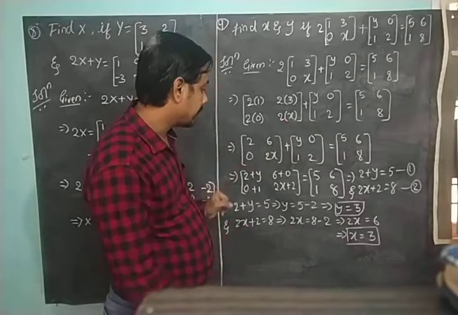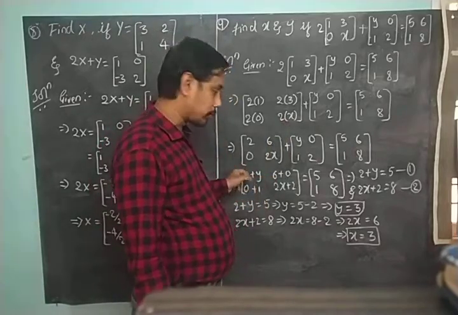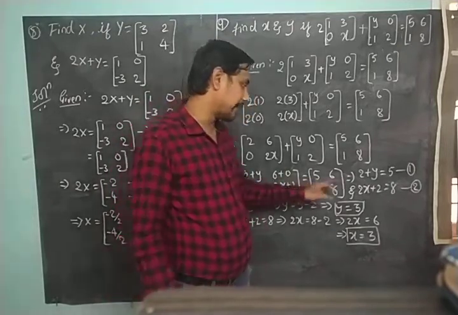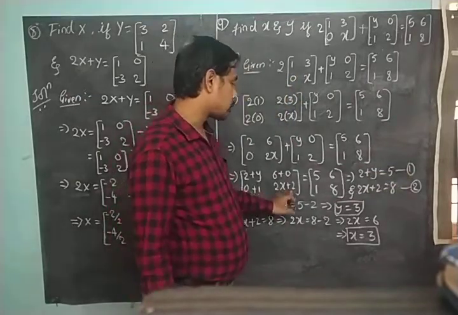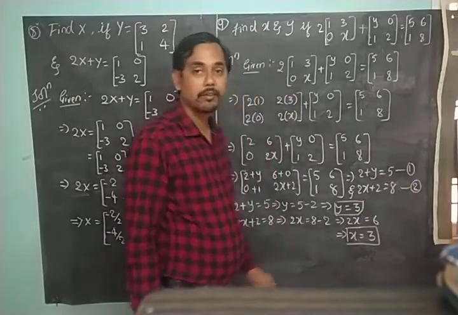Okay, fine. So now we don't have any work with 6 and 1. So let us equate only 2 plus y and 2x plus 2. 2 plus y should be equated to 5. So 2 plus y is equal to 5. Mark it as equation 1. 2x plus 2 should be equated to 8. So 2x plus 2 is equal to 8. Mark it as equation 2.